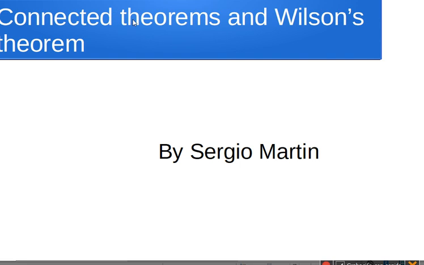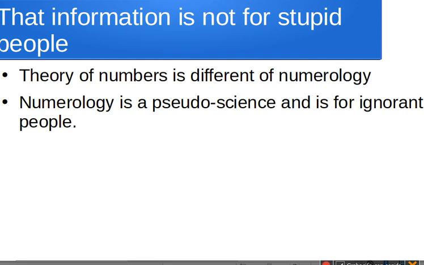Now we are going to talk about the new theorems, the connected theorems and Wilson's theorem. That information is not for stupid people. The theory of numbers is different from numerology. Numerology is a pseudoscience and it's not for ignorant people.